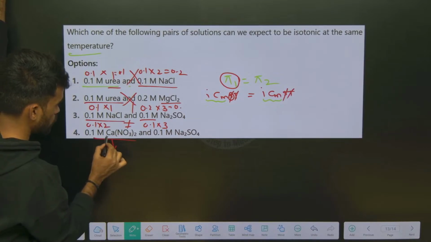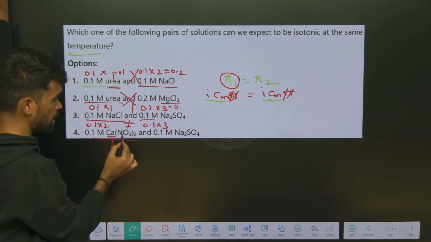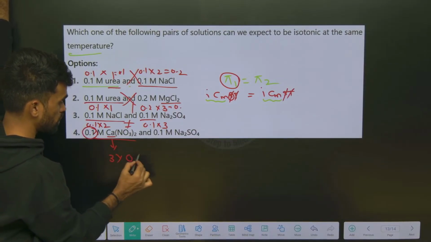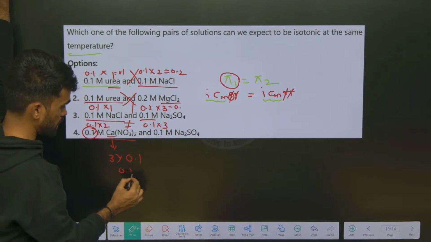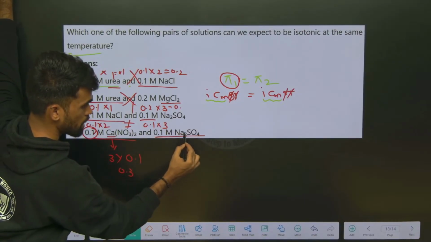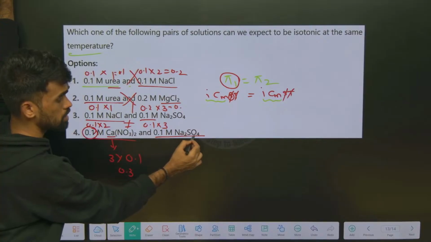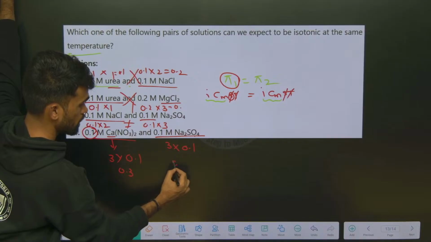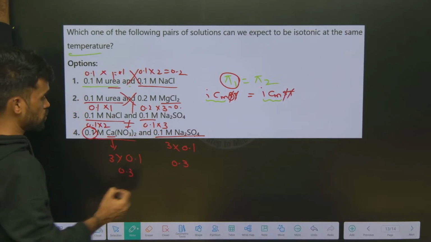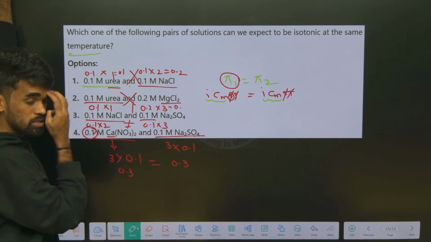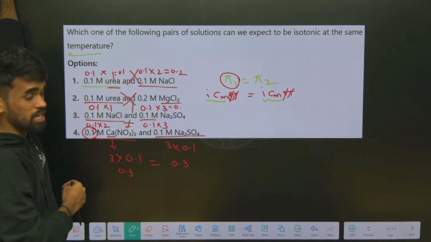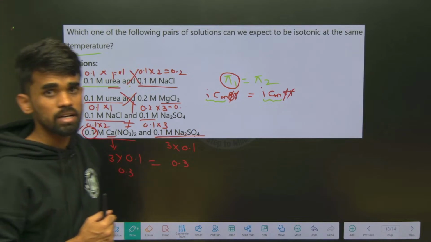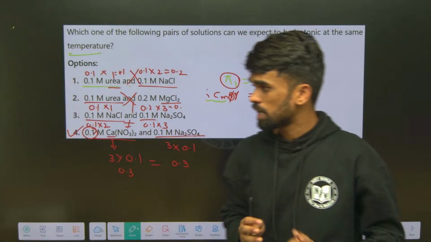And what about in this case? We have the i value for calcium ion and nitrate ions. Total ions are 3, concentration is 0.1. Okay, it is 0.3 this side. And what about here? So total ions, Na2SO4, it means 2 sodium ions and 1 sulfate ion. So 3 multiplied with 0.1. So here also 0.3. So i into concentration, both sides are the same. So I can say the fourth option is the isotonic solution. Right. Hope this is also clear, right?